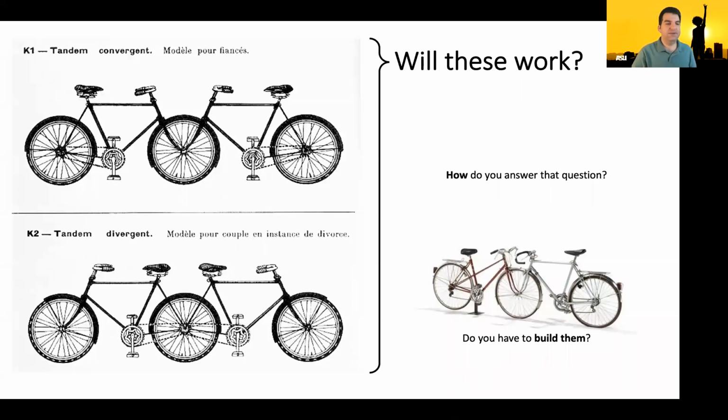Likewise, over here on the left-hand side is a kind of famous painting. I think you can find it in the Louvre. In French, I think it says tandem convergent, the model for fiancés. Tandem divergent, the model for a couple that is just about to get divorced. When you look at these, these are bicycles. There's nothing about relationships here. There's nothing about love or heartbreak. There's nothing about passion. And yet, at least for me, I look at these and I get it.